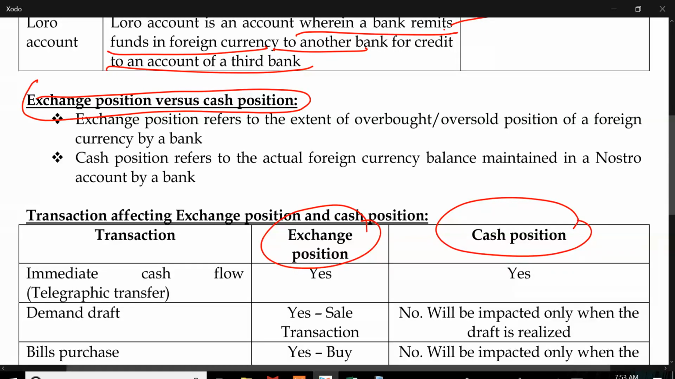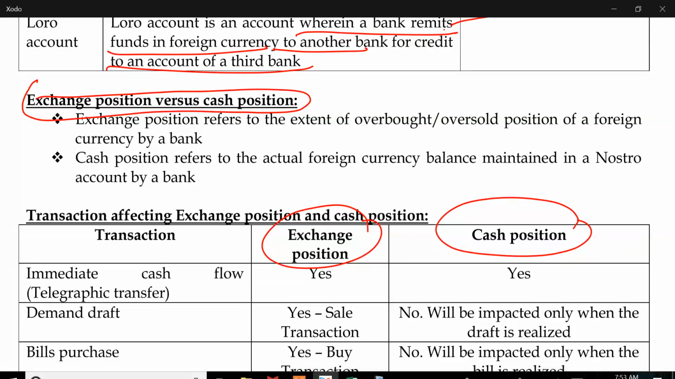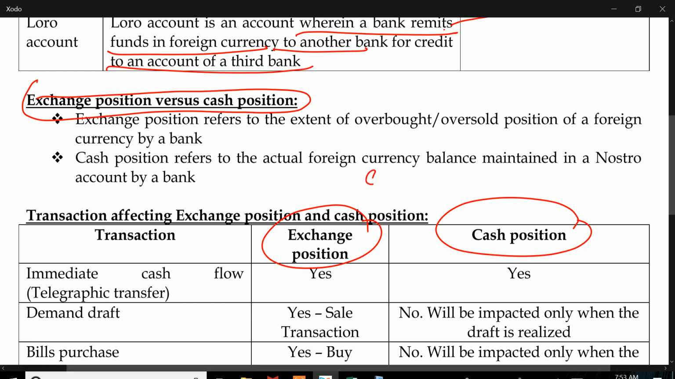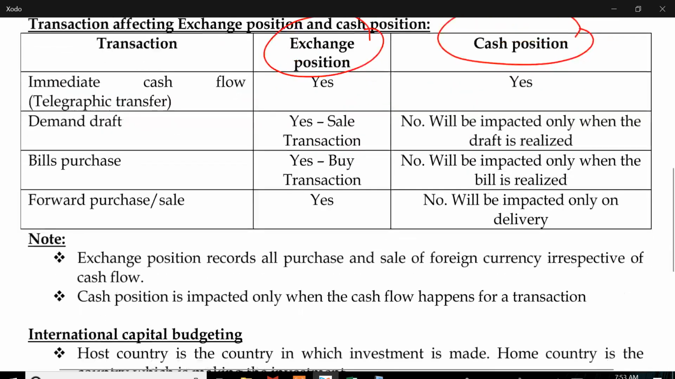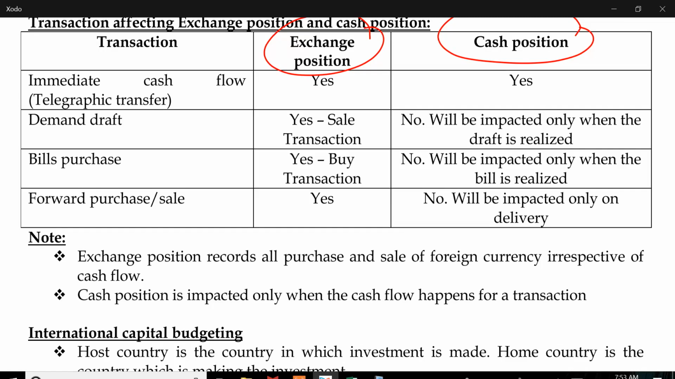This risk will get realized in a few days, whether it is a positive one or a negative one. Exchange position is cash position plus or minus future payables or receivables of dollar. Now this concept of exchange position and cash position is more important from a bank's point of view, not from an individual's point of view like us.